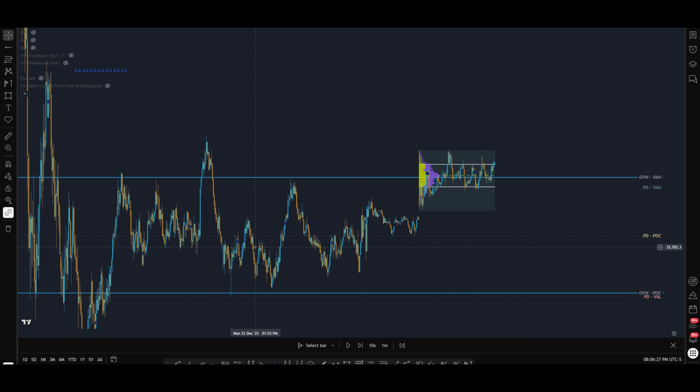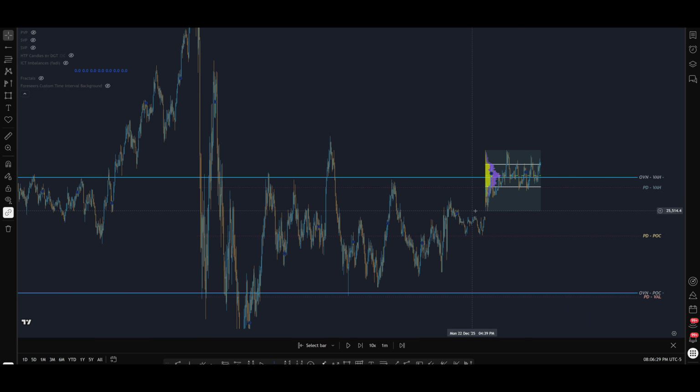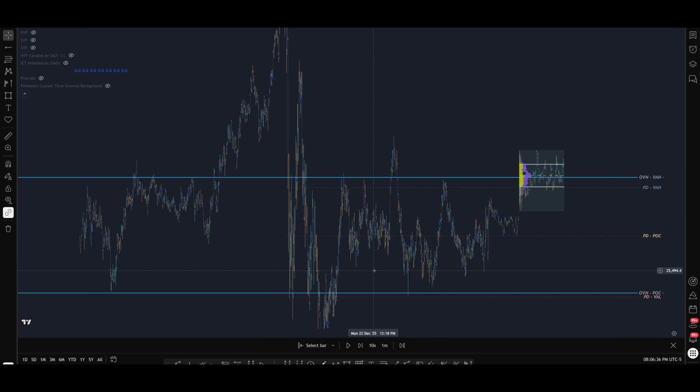And remember, guys, nothing is set in stone. Remember that. Nothing is set in stone. You can backtest any other type of strategy that you want. It's up to you guys. So, again, I have all my levels marked up.